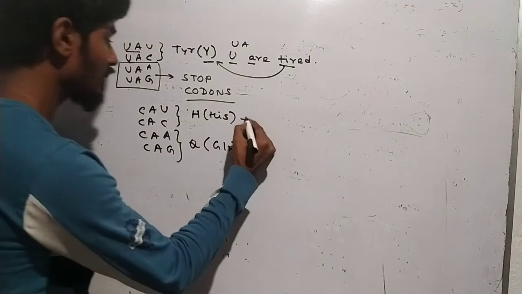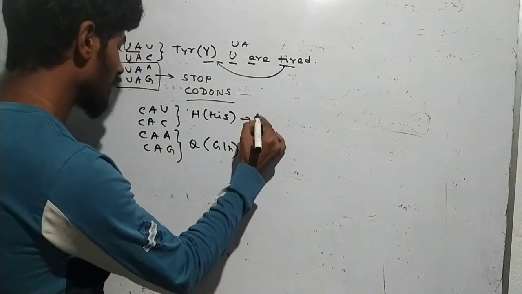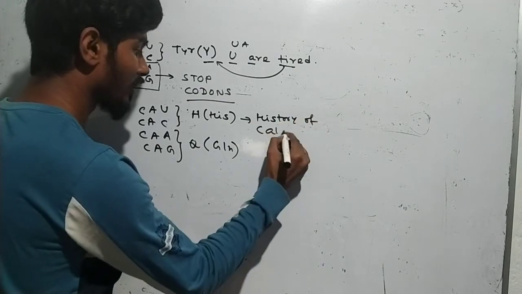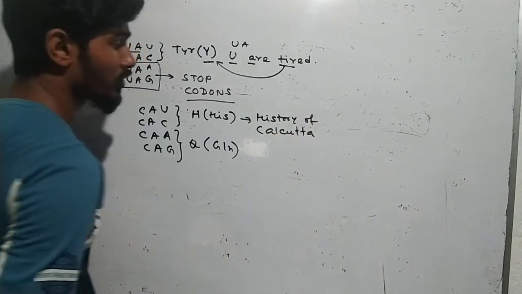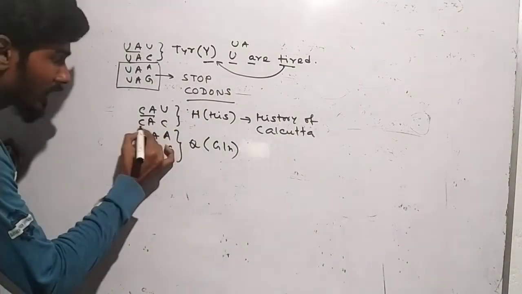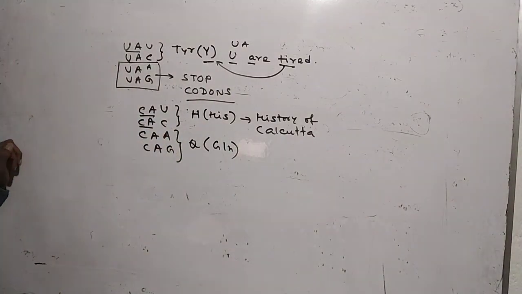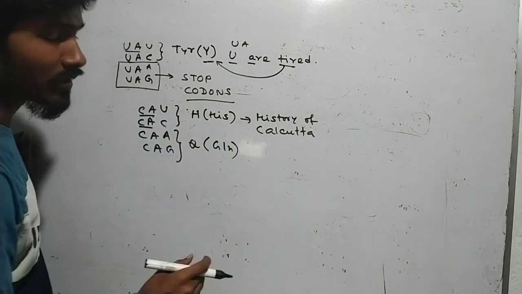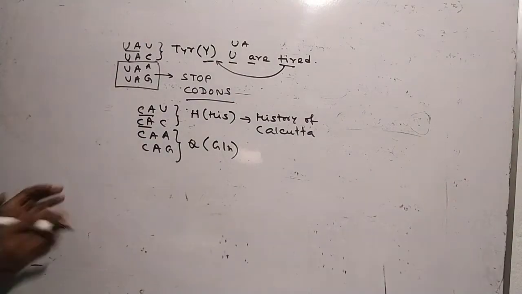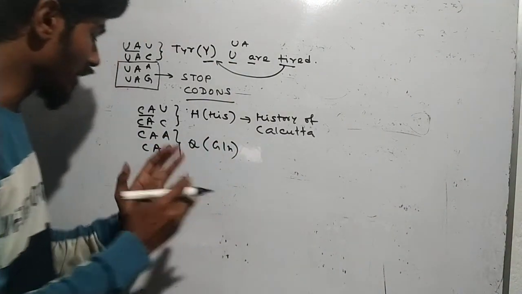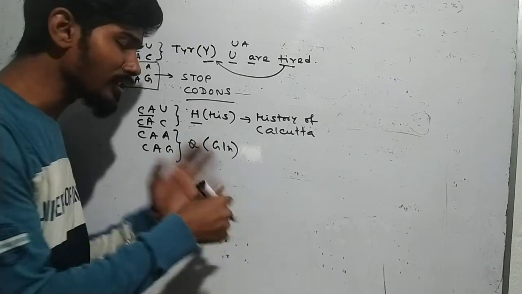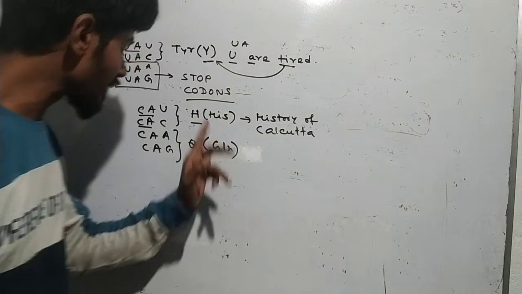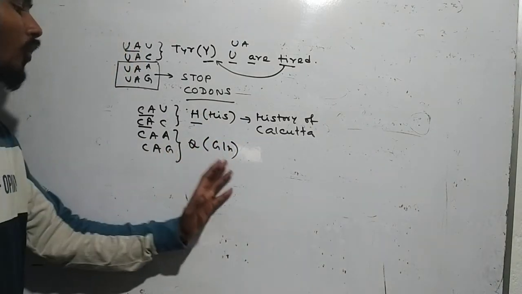How can you remember this? Just remember this simple trick. History of Calcutta. So whenever there is CA, it will code for the histidine. How will you know that it is histidine? I have always mentioned throughout my video that high quality, first comes H and then comes the Q. So the first two codons will be for histidine and the second two codons will be for glutamine.